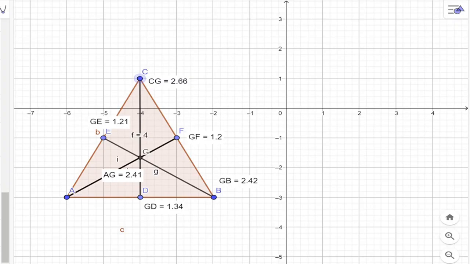Now here is a small video. You can see a triangle ABC and G is the centroid. D, F, E are the midpoints of the three sides AB, BC and CA. Here we are going to change the position of C, that is, we are going to see different triangles. Observe that the distance AG is always double that of GF. Similarly, BG is double that of GE, and CG is double that of GD.